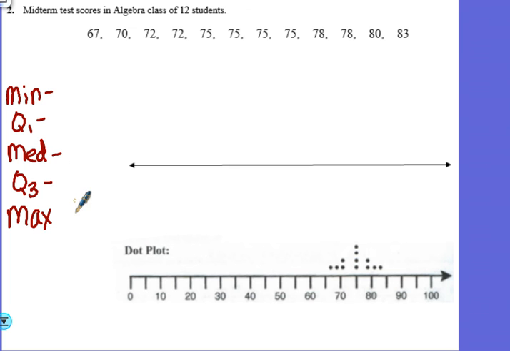Let's identify the minimum and maximum first. I see that the lowest score is a 67. And my maximum, the highest score, is an 83. Remember that we're going to find the median next of the entire data set, so let's go from side to side until we reach the middle.